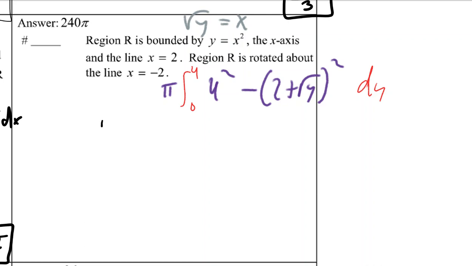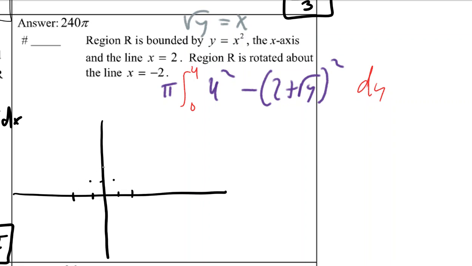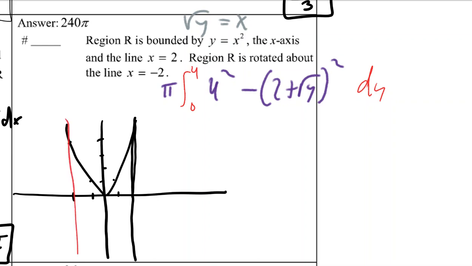Alright, so picture, we've got x squared, x equals 2, and we're going to rotate it around x equals -2. Okay, so the fact that this is a vertical line is why I picked dy.